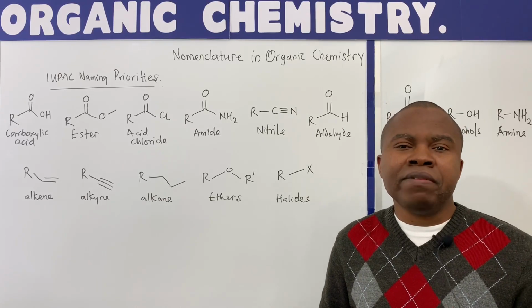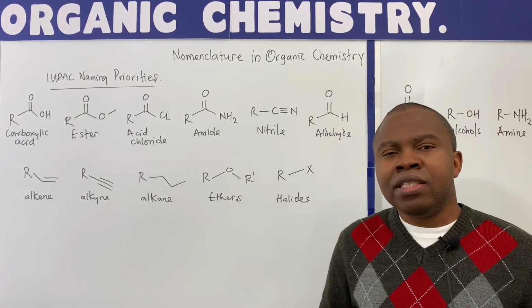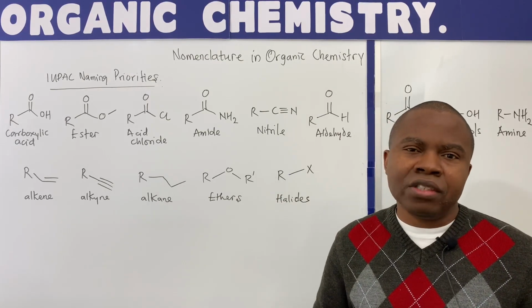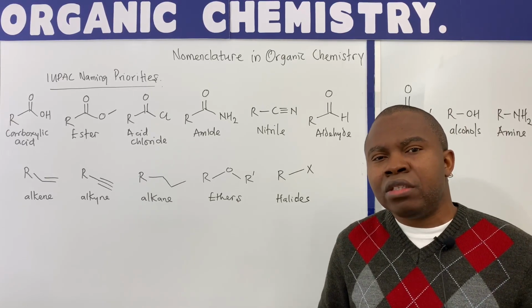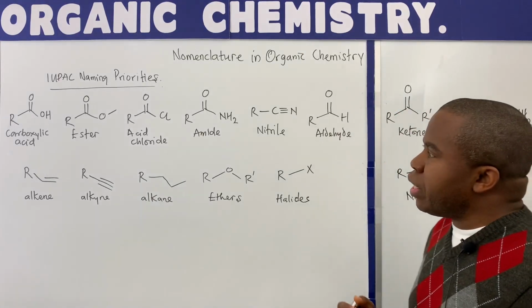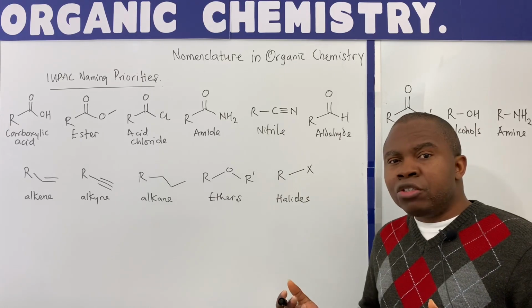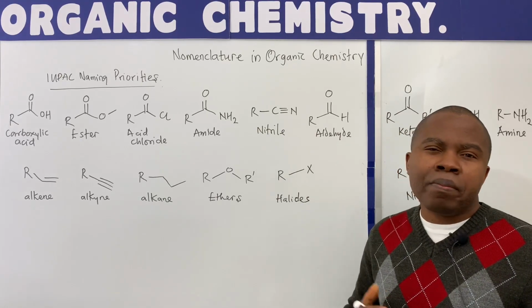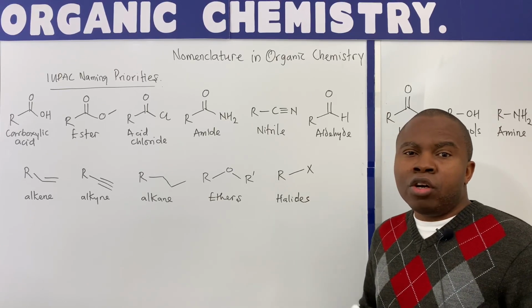Today I'm going to briefly talk to you about nomenclature in organic chemistry. In organic chemistry, we have different classes of compounds with different functional groups and different names. So it is important that we have a naming convention for naming all these compounds. So today I'm going to show you how we can identify what we call parent names and functional groups in different compounds, and how we prioritize which functional group becomes the parent name of the compound.